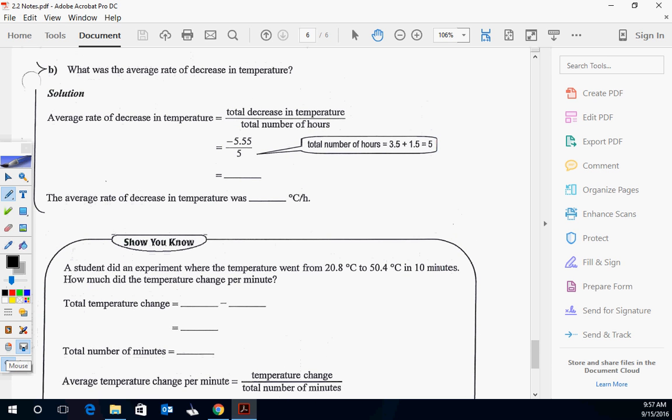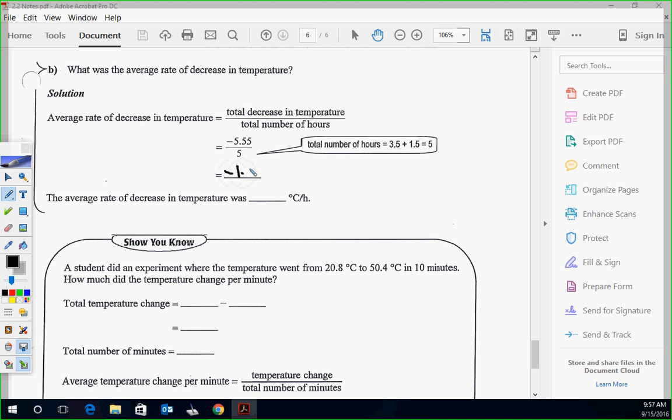So what was the average rate of decrease in the temperature? To figure out the average decrease per hour, you're just going to take your total decrease divided by total hours. So total decrease divided by total hours is going to be 1.11. So the average was negative 1.11. Okay, and that's just simple division there. Not a big deal. And we'll go ahead and finish up and do this last one together so that we can get you guys going here.